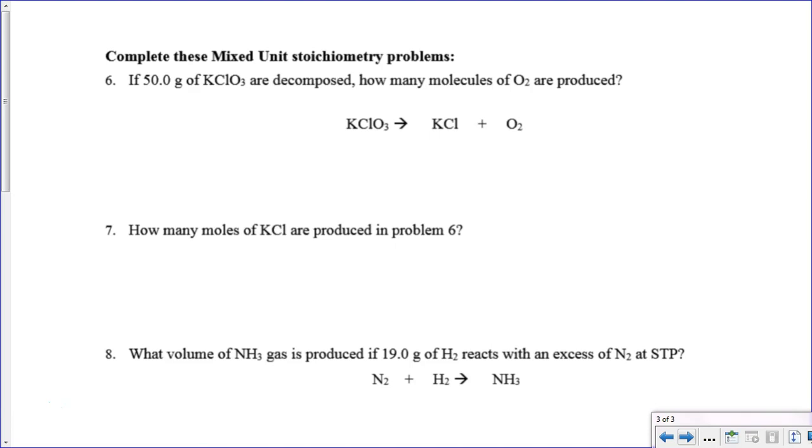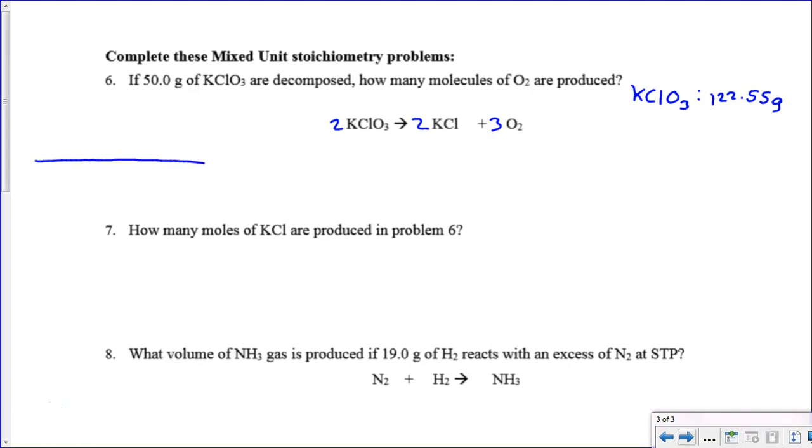We start here. I'm going to get my conversion factors ready, so we need to have a balanced chemical equation so that we can use the mole ratio. So balancing this chemical equation, I get 2, 2, and 3 for the coefficients. We also need the molar mass of KClO3. All right, so if you find that, you should get it's 122.55 grams.